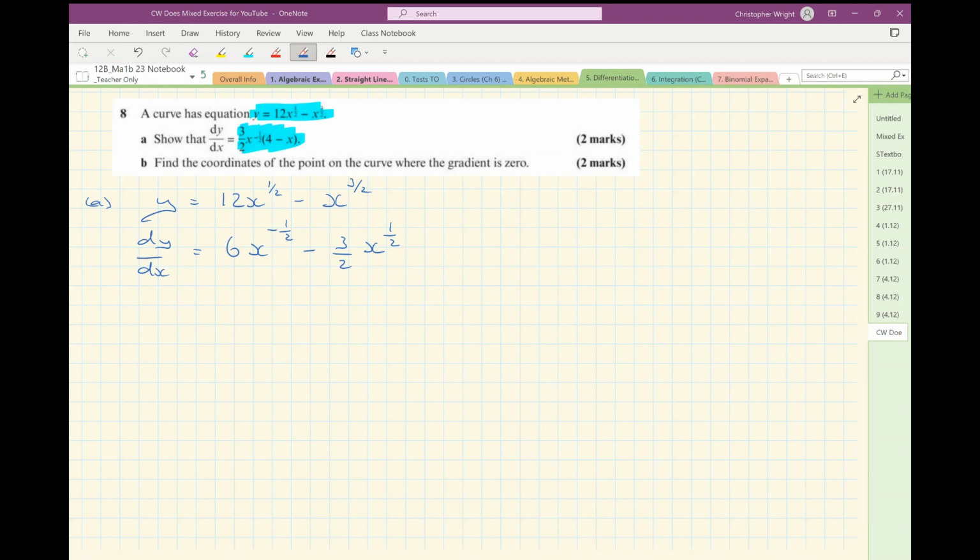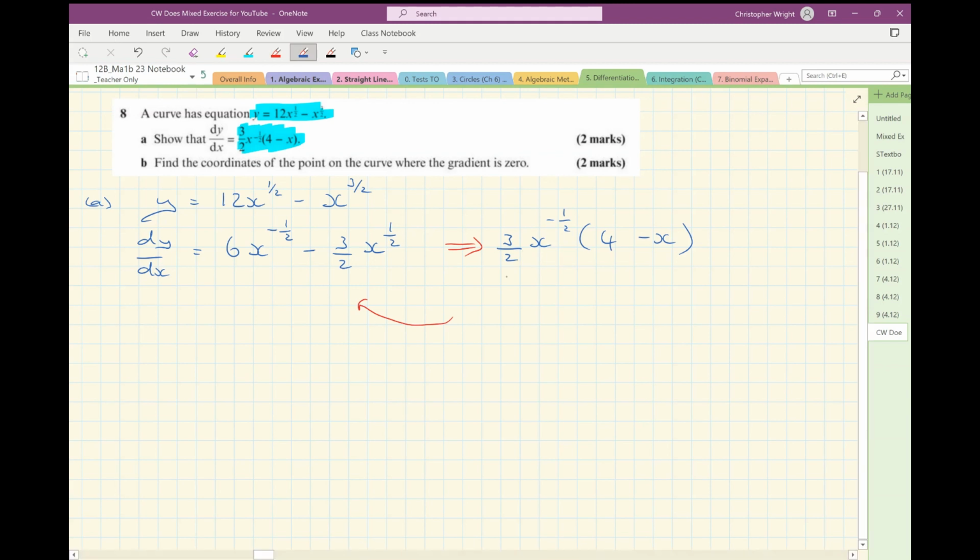Now it's asking me to show that dy by dx is equal to 3 over 2 x to the power of minus a half multiplied by 4 minus x. Now I've got a choice here. I can either factorize my expression on the left and show that it equals this, or I could take this expression here, multiply out the bracket and show that it comes to that. I'm going to do the latter. It doesn't matter which one you do.